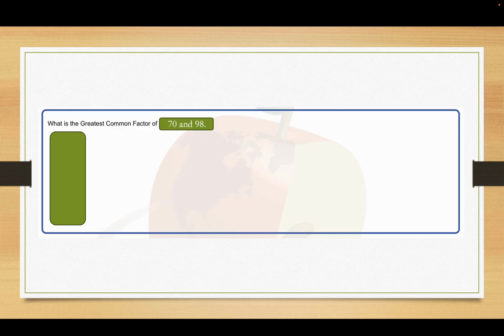Try this one. The greatest common factor of 70 and 98. Not as obvious. Okay, give it a shot. Okay, so 70 breaks down to 7 times 10, and 10 breaks down to 2 times 5. So this is 2 times 5 times 7.